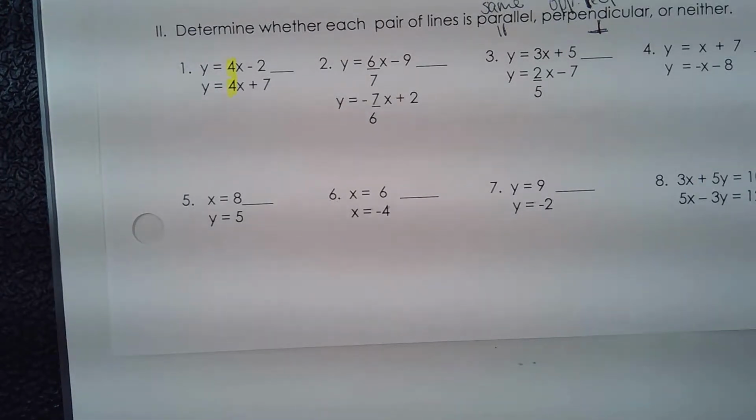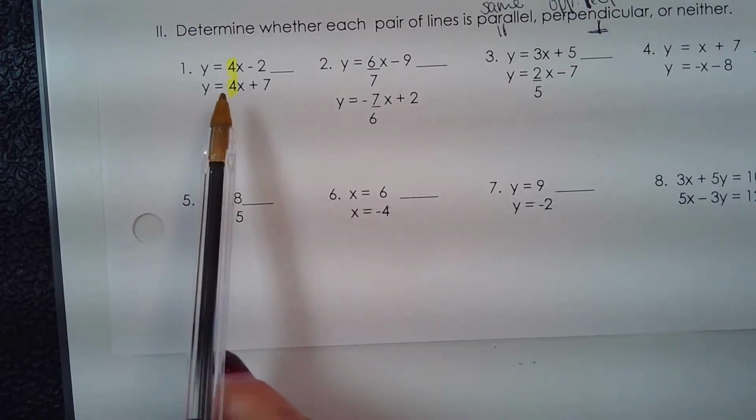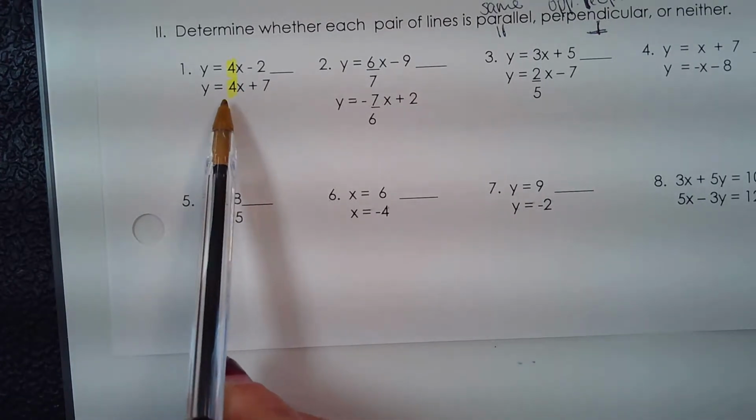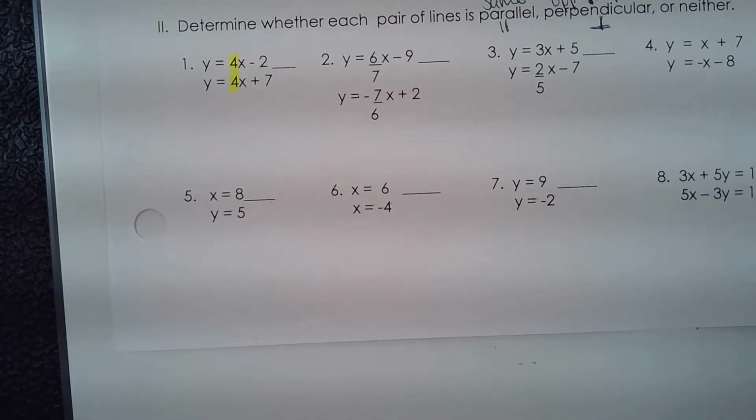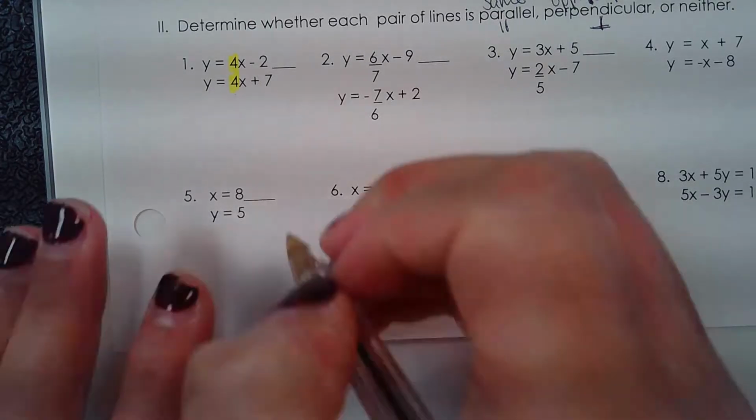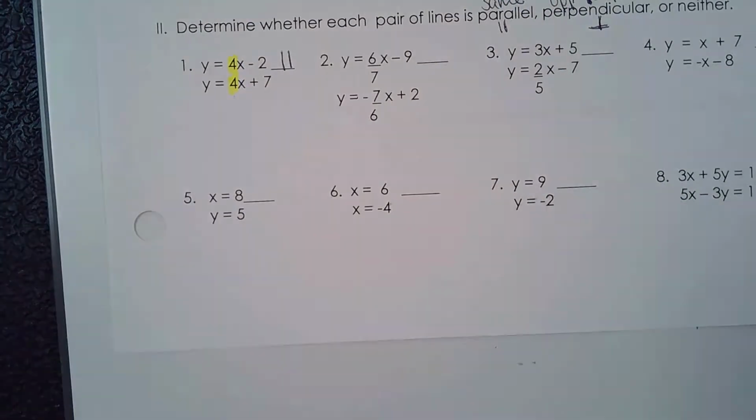Y'all are talking to me. The slope of the first line is what? The slope of the second line is what? 4. So since they have equal slopes, what does that mean? They're parallel. Do you have questions on that?